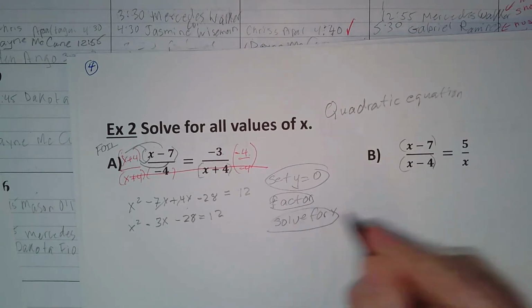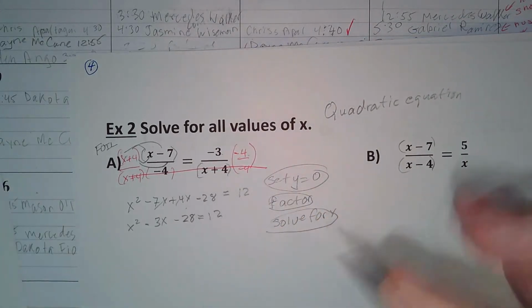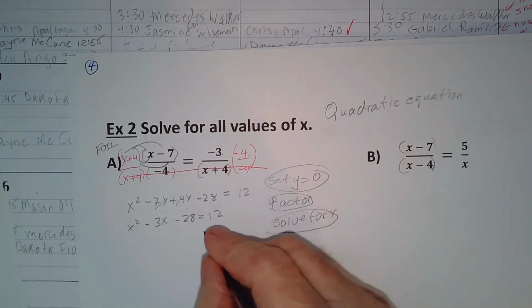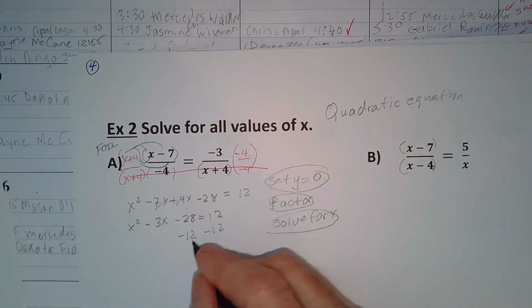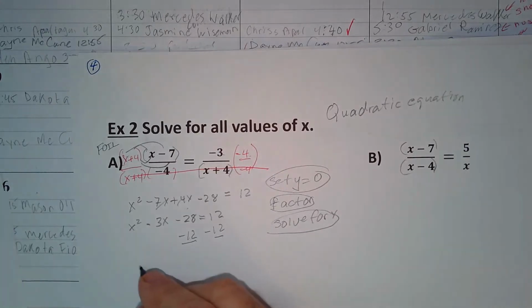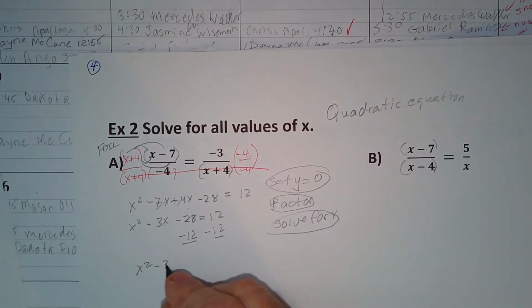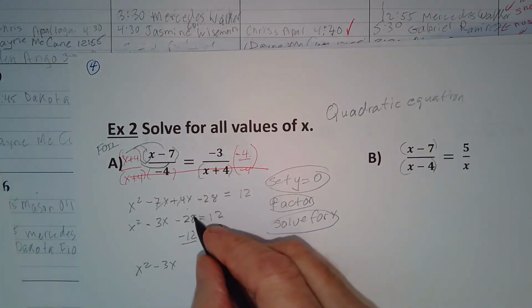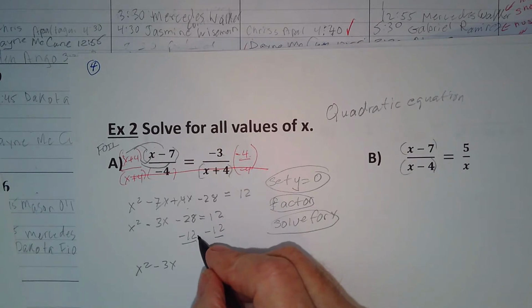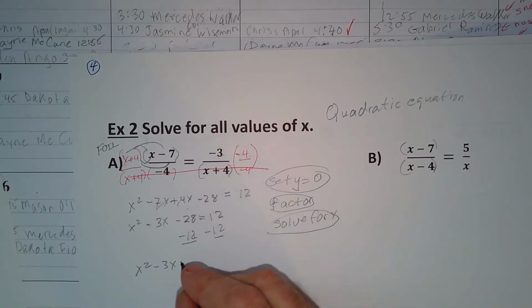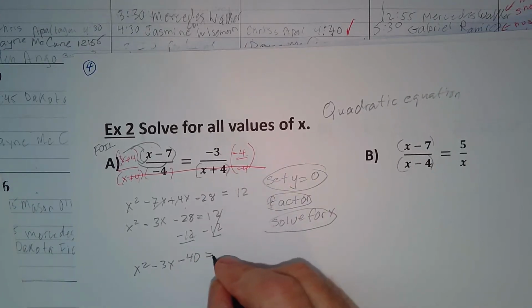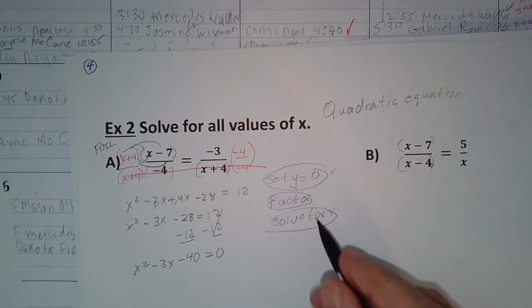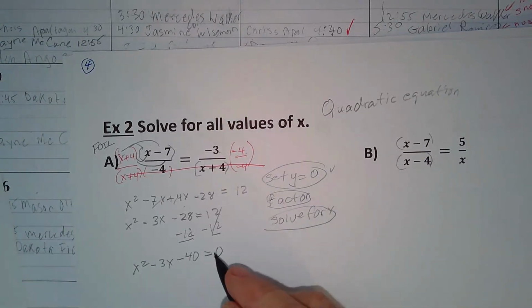Okay. So to set this equal to 0, I'm going to have to subtract 12 from both sides. Okay, so we've got x squared minus 3x, negative 28 and negative 12 is negative 40. And that equals, this becomes 0. So we've done the first. Now we want to factor. So I've got to factor this.